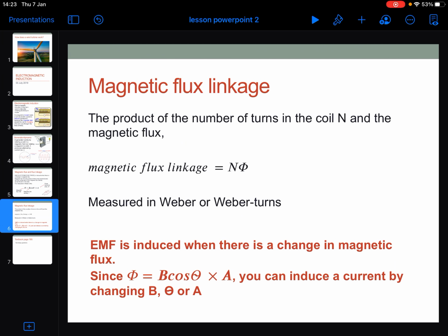So final thing we need to see is magnetic flux linkage, and I'm very, very sorry that all of these have the same names. It was not me who named them. The product of the number of turns in the coil N and magnetic flux. So there you can see magnetic flux linkage equals N phi. It is measured in either Weber or Weber turns. You will not be penalised for whichever one you use. So just a final reminder, and I've put it in bold there, EMF is induced when there is a change in magnetic flux. No change, no EMF produced.